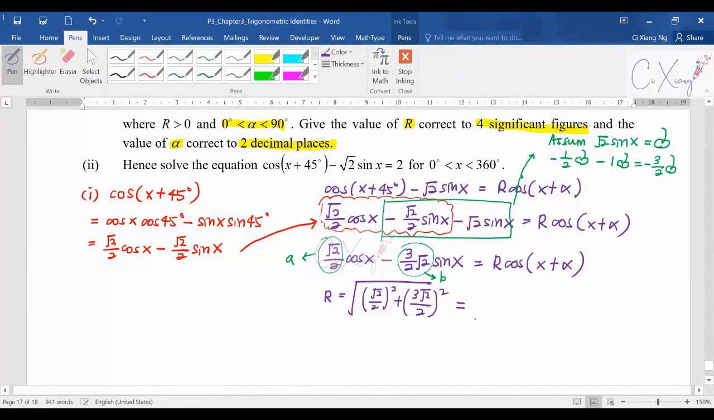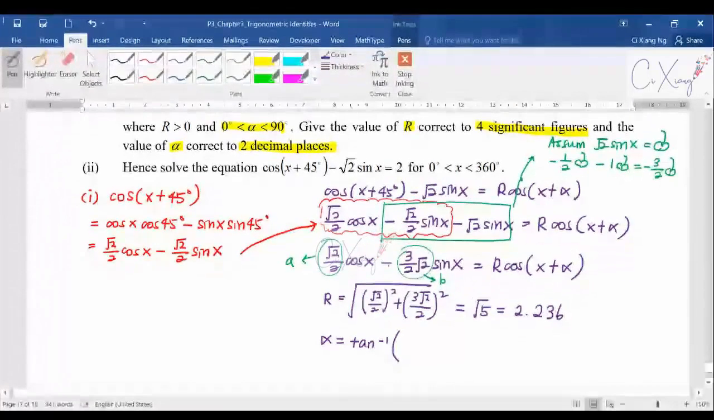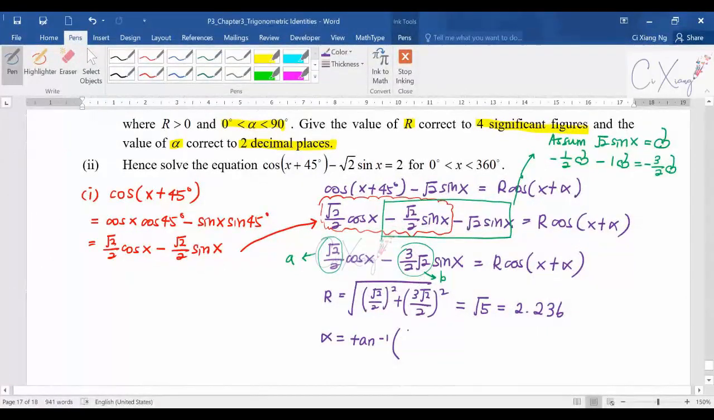Alright, so if you didn't make any careless mistake, you have a square root 5 here, and because they want 4 significant figures, you should get 2.236 for the R. And then to get alpha, very easy also, you need to consider tangent inverse of b over a. Please take note that for b, we only take the positive value; we will not refer to the negative sign. So I have 3 square root 2 over 2 divided by square root 2 over 2. Press the calculator, and you will get 71.57 degrees.